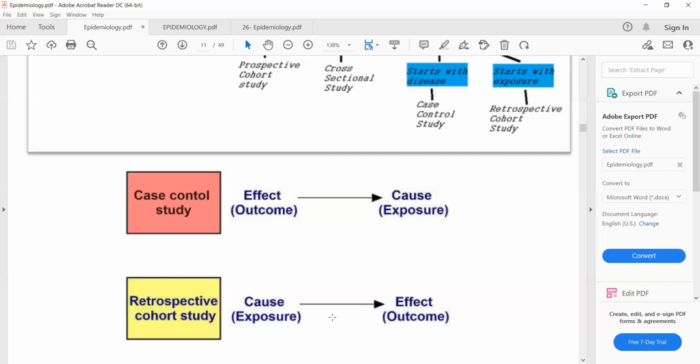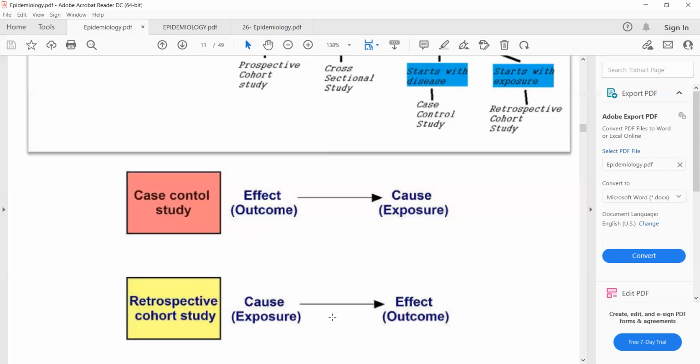You need to remember just this one point. If a study starts from the exposure, then it will be a cohort study, a retrospective cohort study. And if it starts from the disease, then it will be a case control study. Right.